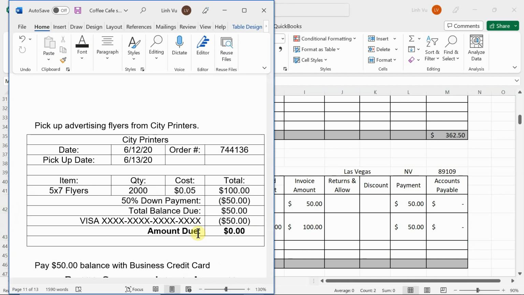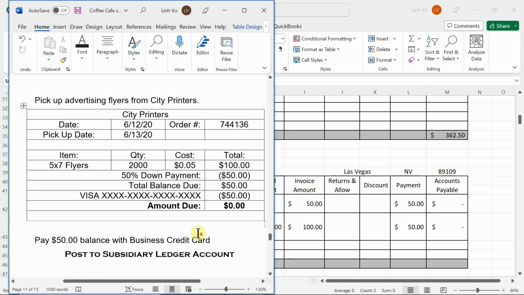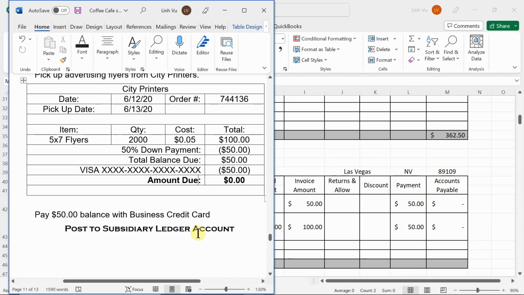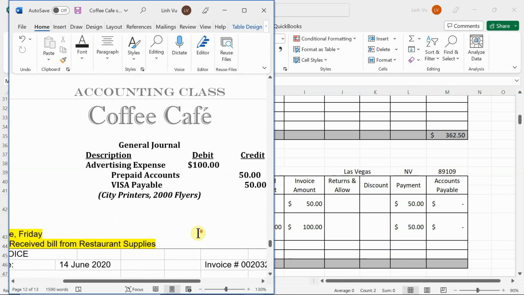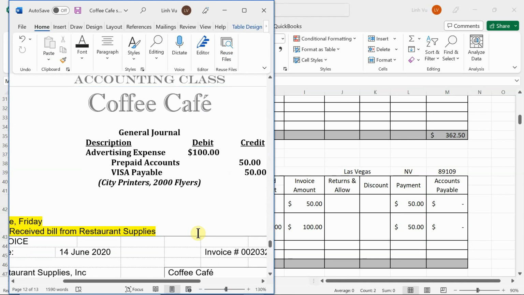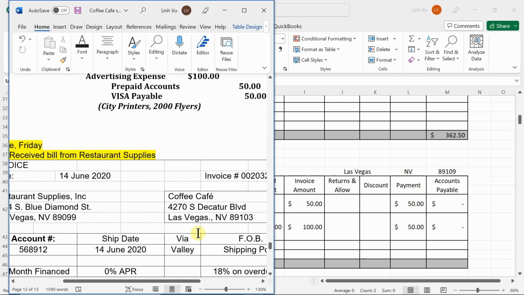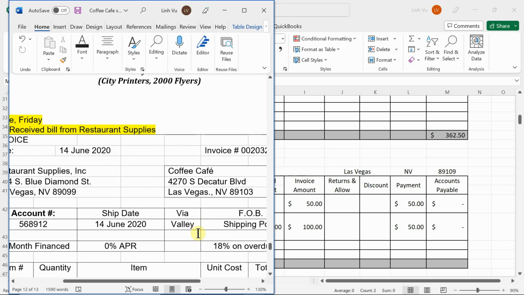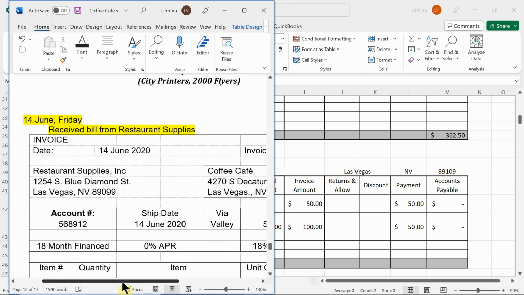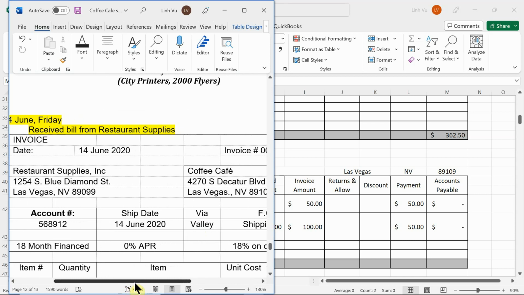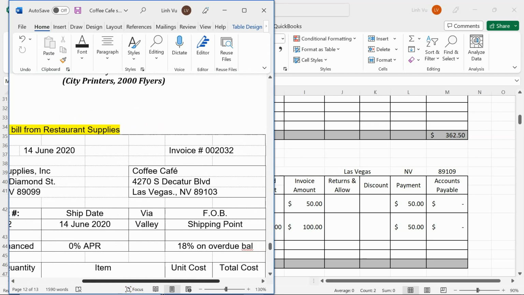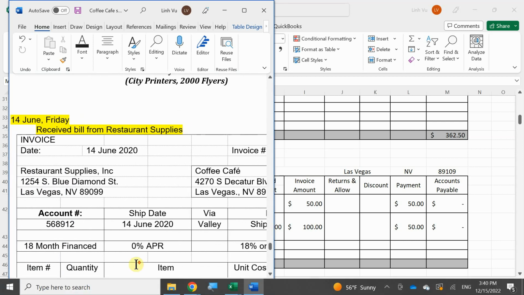Okay, so let's see what's next. All right, you paid with your business credit card. So now let's see what happened next. Here we end up receiving a bill from Restaurant Supplies in regards to our refrigerator. Okay? So let's take a look at this invoice here.